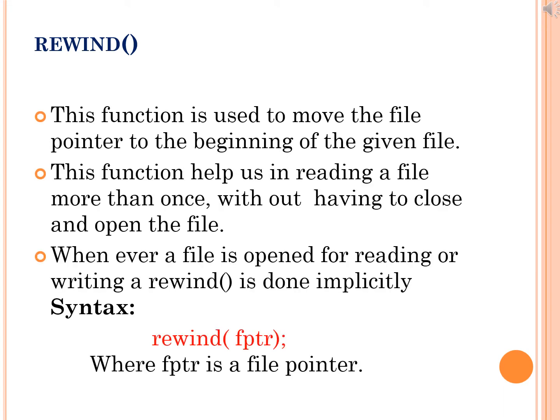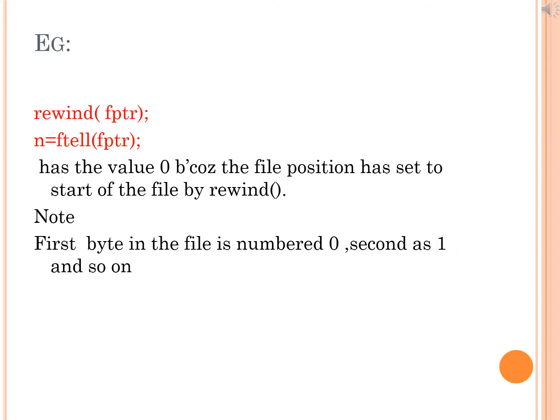The next function is the rewind function. This helps you to move to the first position in the file. So if you want to move to the first position, you don't need to always close and open the file. Just use the function rewind. The syntax is rewind(fptr). fptr, suppose it is the file pointer to a particular file. If you write rewind(fptr), the current location of your pointer would be pointing to the first position of the file.